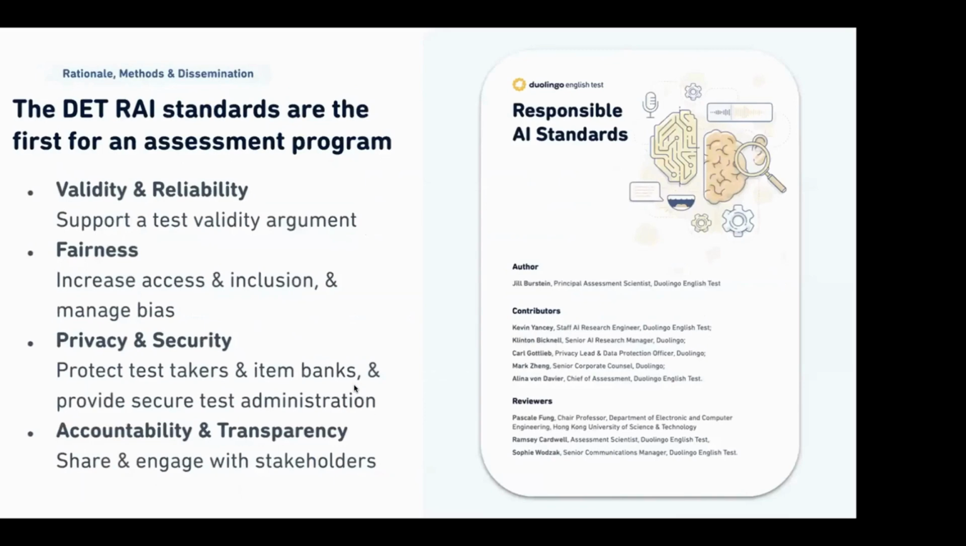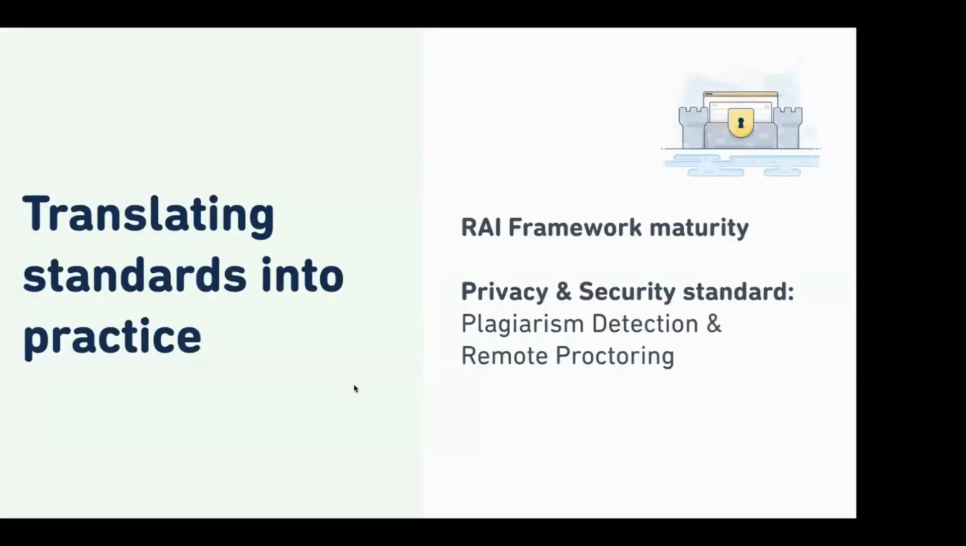And so the standards are available, and I'll give you a QR code. You can go to our research site later and get that paper as well as others. The RAI standards, our responsible AI standards, are the first published in an assessment program. We selected four ethical principles: validity and reliability to support the test validity argument; fairness to increase access and inclusion and manage bias; privacy and security to protect test takers and item banks and provide secure test administration; and accountability and transparency to share and engage with stakeholders. And there are more details, obviously, in the standards themselves.